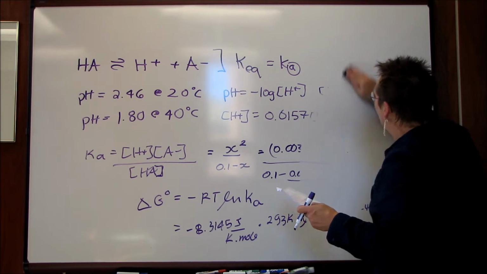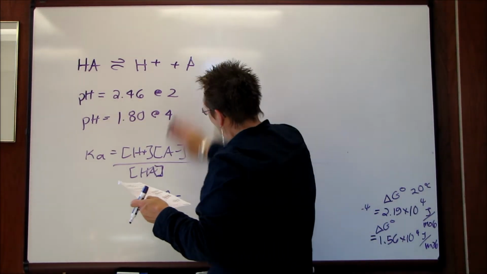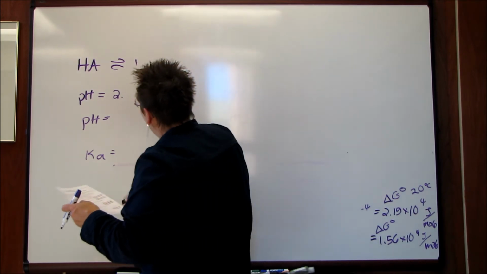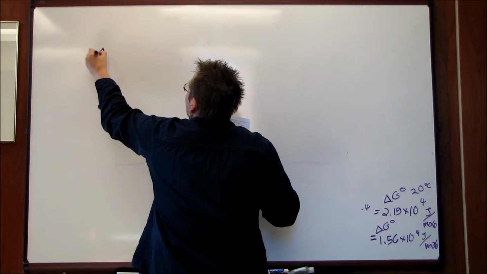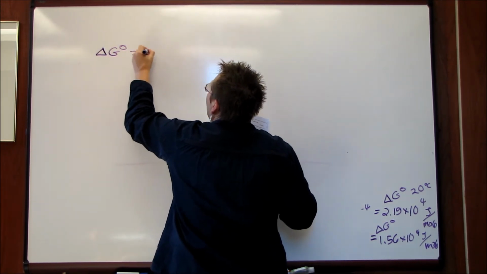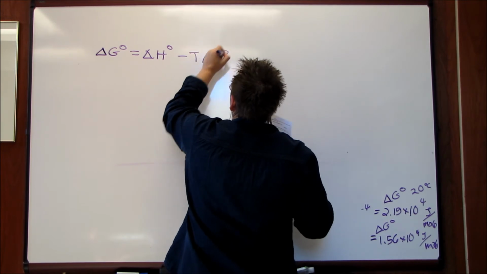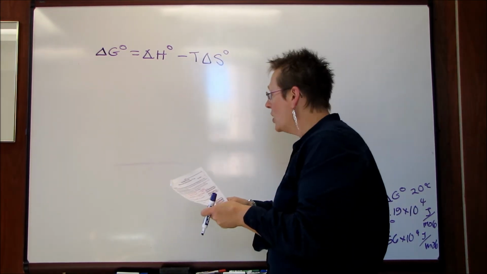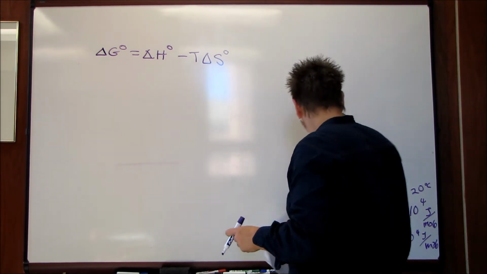And we're going to figure out what delta H naught and delta S naught are. So this is a case of two equations and two unknowns. We have to use the equation delta G naught equals delta H naught minus T delta S naught. Okay? So we have two delta G naughts, and we are going to solve two equations and two unknowns.